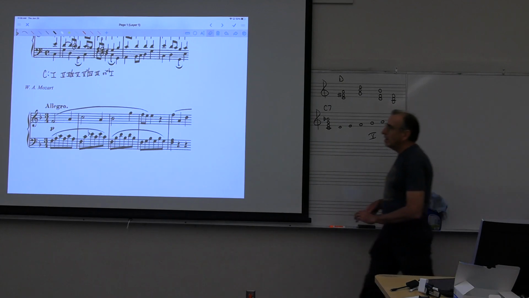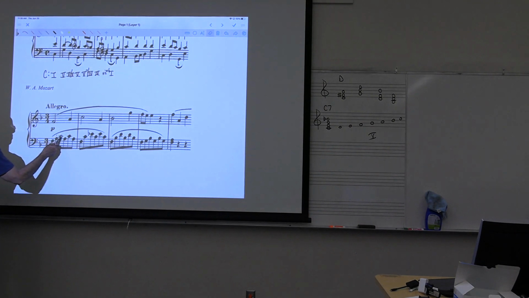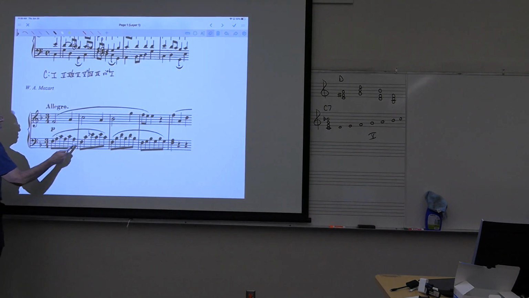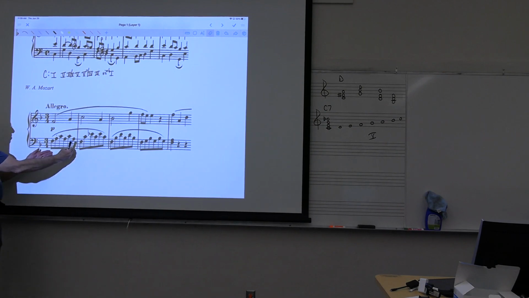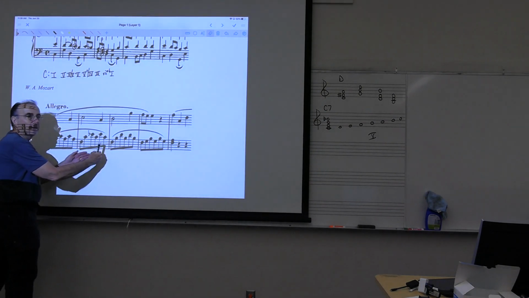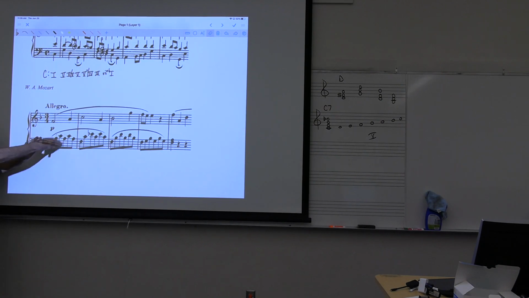You don't want to analyze this like 1, 1, 6, 1, 6, 4, 1, 6. You don't analyze every single eighth note. You just say, this is one harmony. This is another harmony. This is another harmony. So you don't need to get down into the minutiae. You know the saying, you can't see the forest for the trees? So you want to see the forest, not the individual notes.